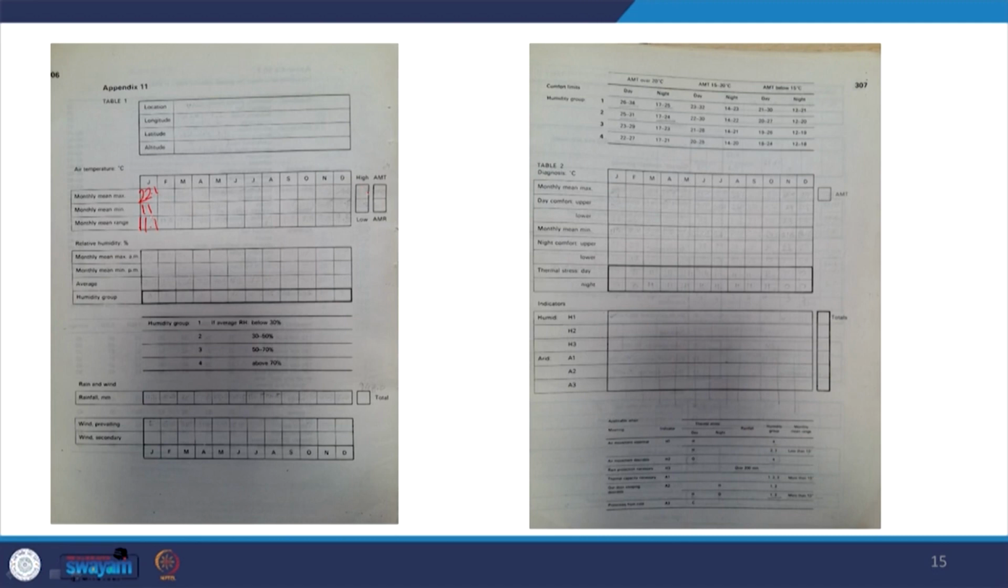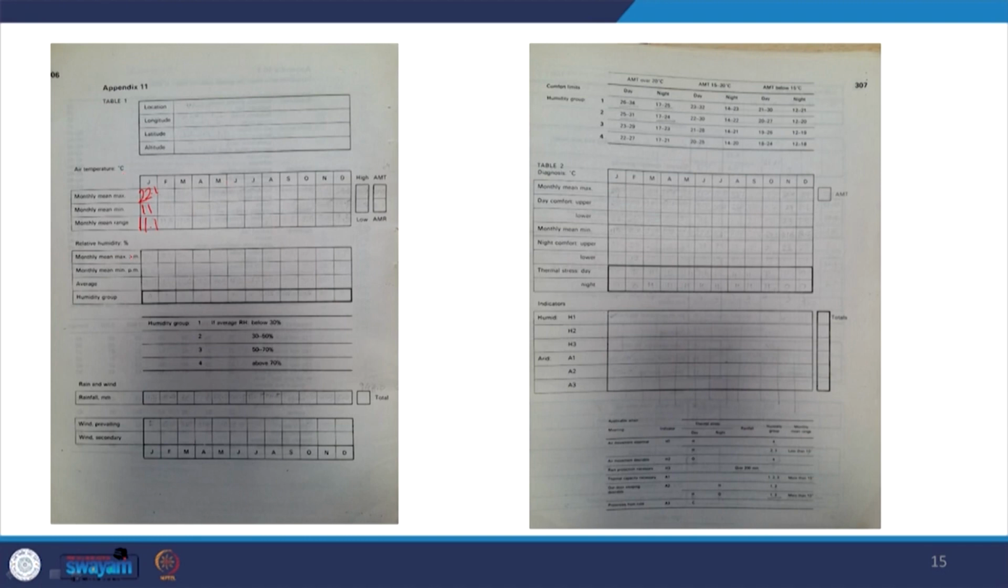We can have the highest temperature and the lowest temperature, the highest of all monthly mean maximums. It will come somewhere in May, June, July. And the monthly mean low is the lowest of all the monthly mean minimums, which will be here. We will have an average annual mean temperature, which will be the average of the averages of each month, and there will be an average monthly range, which will be the average of all the monthly mean ranges, which we will get here. This is how we will fill up the data for air temperature.